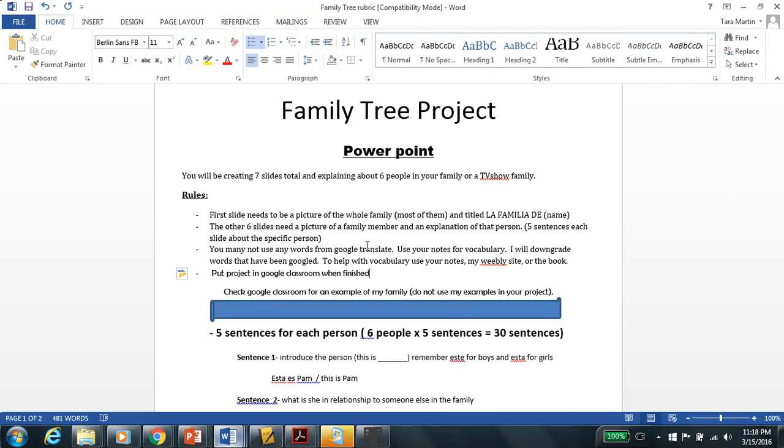Okay. You may not use any words from Google Translate. I want this to be your own vocabulary from your notes. You may use the Weebly site, anything on vocabulary there. You may use, like I said, your notes, or you may even go and grab an Expresate book from the counter and use that book.